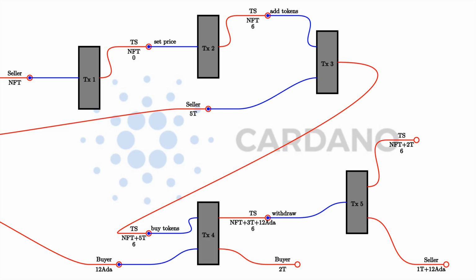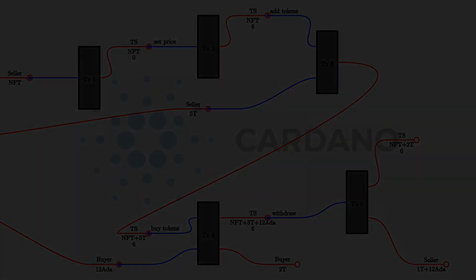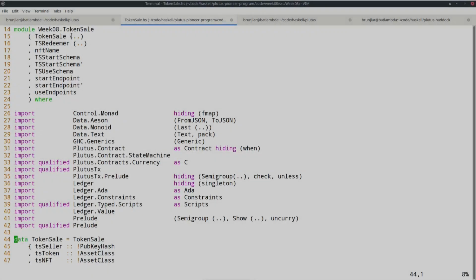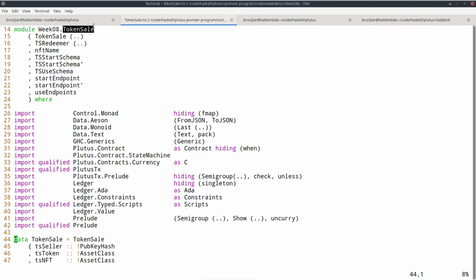Of course, this diagram just shows one example. The idea is that these operations can happen in any order. So the price can be set several times, tokens can be added, tokens can be bought, and funds can be withdrawn in arbitrary order. I implemented this in this week's code, and I called the module TokenSale.